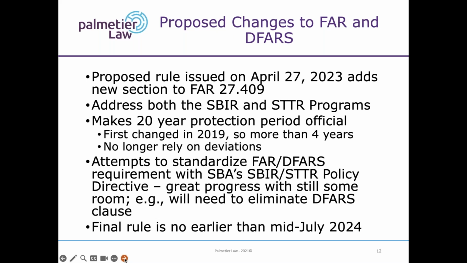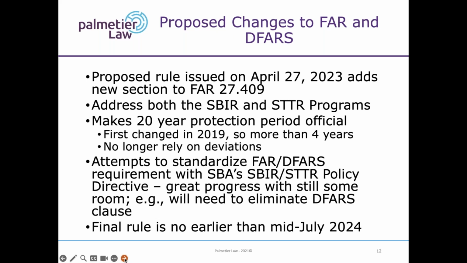They're going to attempt to standardize the FAR and the DFARS requirement, maybe even eliminate the DFARS clause altogether, so there is only one SBIR clause and we don't have these differences depending upon which agency is awarding the SBIR program. Right now, when I checked just a couple of days ago, the final rule is going to be issued no earlier than mid-July. So we'll see where it comes out, but I have high hopes for this change.